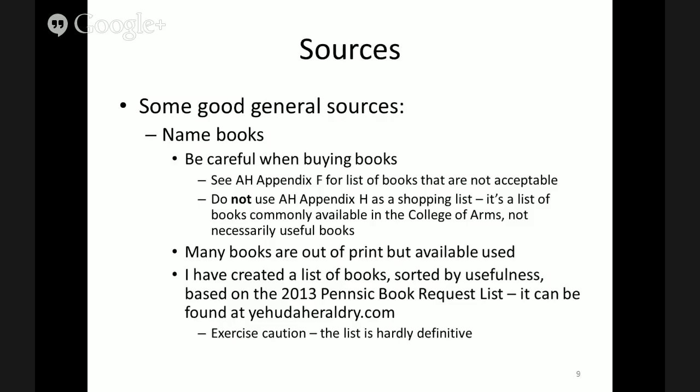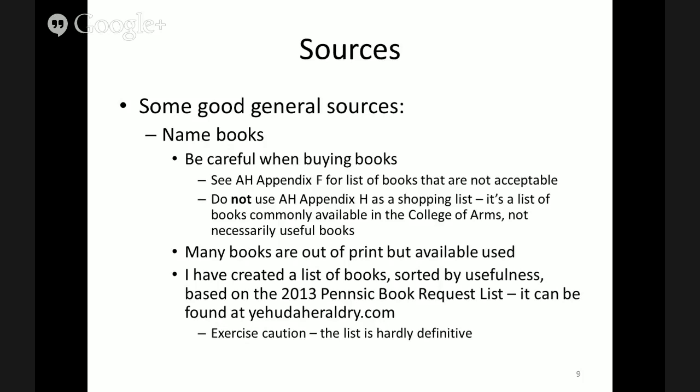The no photocopy list is a list of books that are commonly available in the College of Arms. Most senior Kingdom Heralds, most senior society heralds will own a copy of all of those books. The society offices, Falcon and Wreath, have their own libraries that belong to the SCA. They contain generally all the items in those books. It's not a list of useful books. It's not a list of good books. It's just a list of common books.